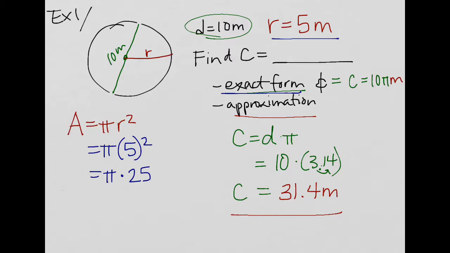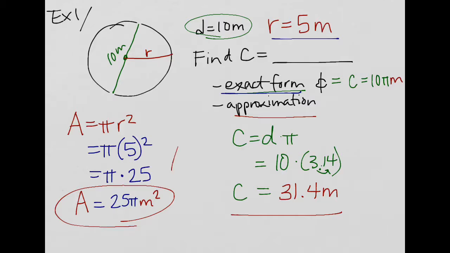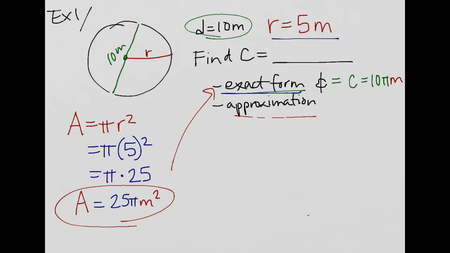So the approximate answer would use 3.14, and we're doing exact form. So we want to say that the area is just 25 pi. Now remember, we need our units, meters, and it's squared this time because it's area. So that's exact form. Well, we need to also do the approximation for our area, so we'll do the same exact thing, except we will use 3.14 this time.